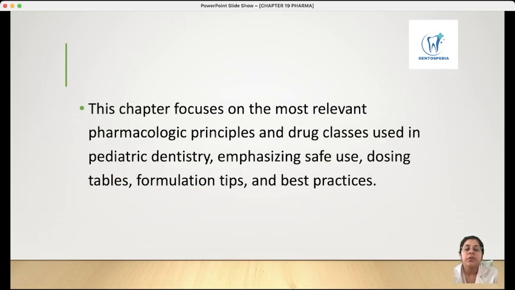Now, in this chapter, you will be learning about the most relevant pharmacologic principles and the drug classes used in pediatric dentistry, covering safe use, dosing tables, formulation tips, and best practices for pedo patients.